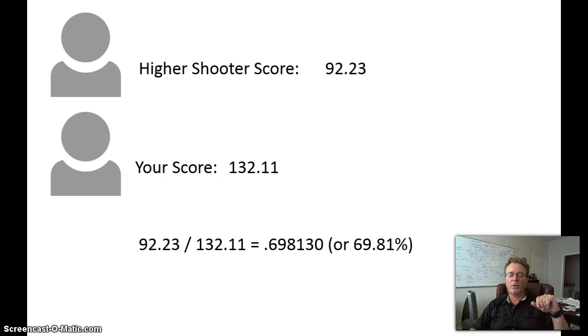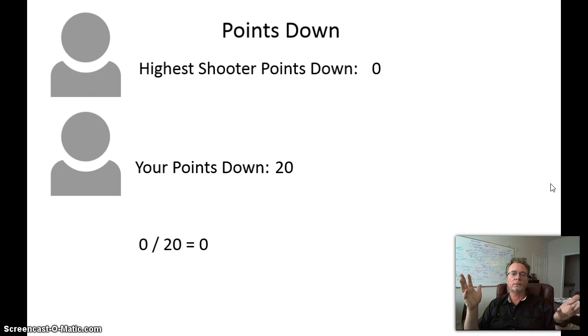But the problem becomes when you have points down. So if you want to compare from week to week or from stage to stage, or how you're doing with other shooters, how do you compute points down? So the highest shooter has 0 down, and your points down are 20. So in this example, 0 divided by 20 is 0. So that really doesn't make for a very exciting graph.